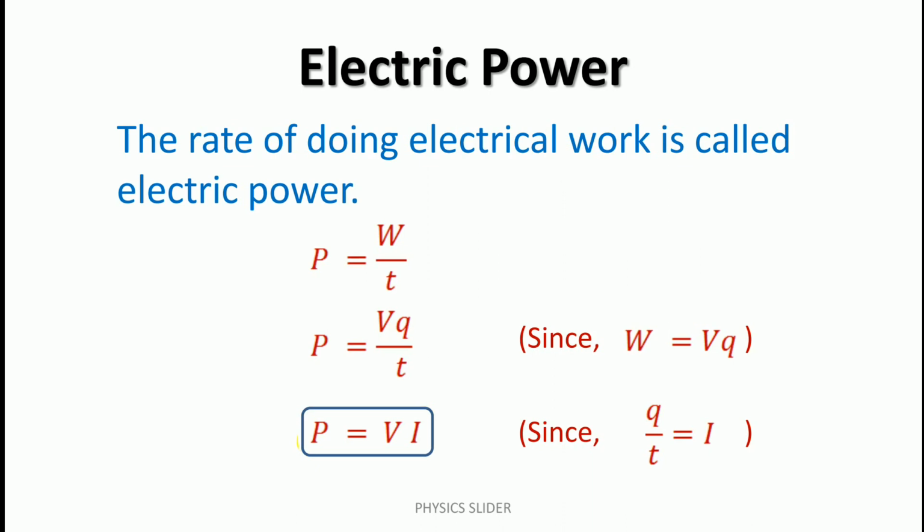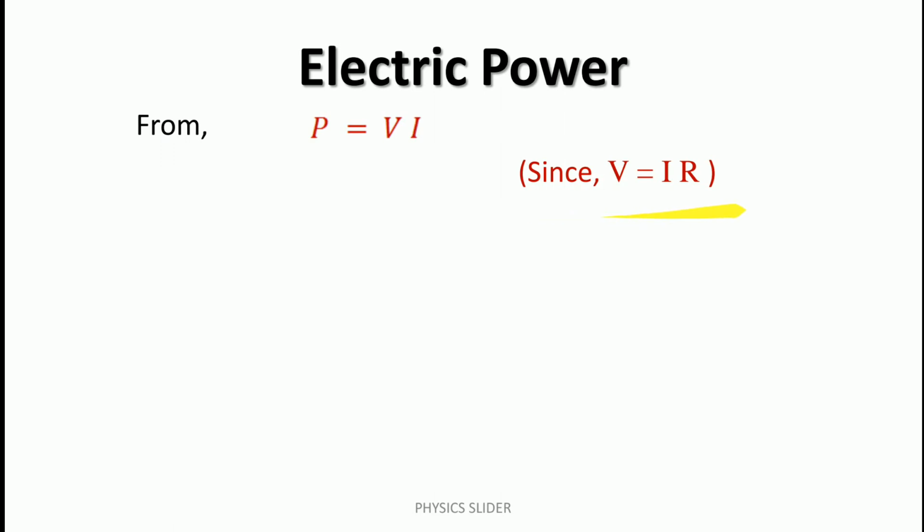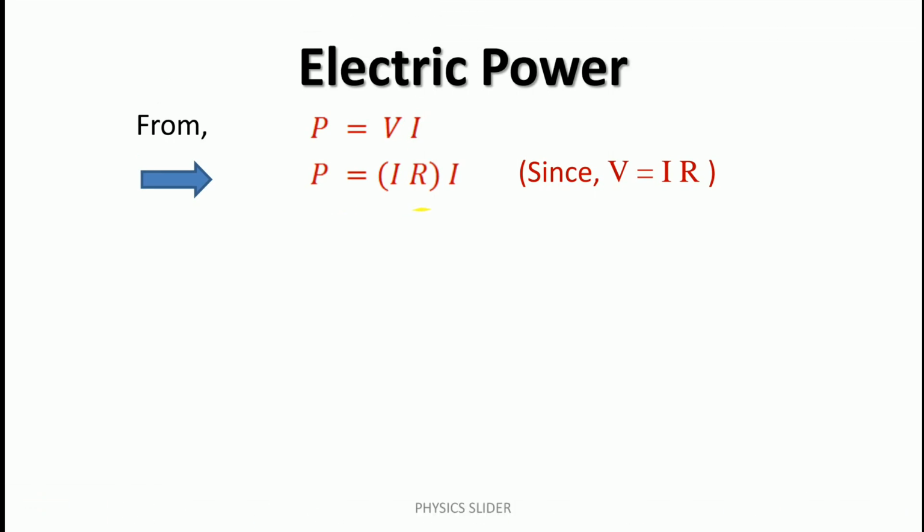Okay. Now we will elaborate this P is equal to VI some more. From Ohm's law, we know that V is equal to IR. Put the value of V as IR. We have put the value of V as IR into this, I as it is. So this becomes P is equal to I into I, which becomes I square into R. So P is equal to I square R. This is the expression of the power in terms of electric current and resistance.